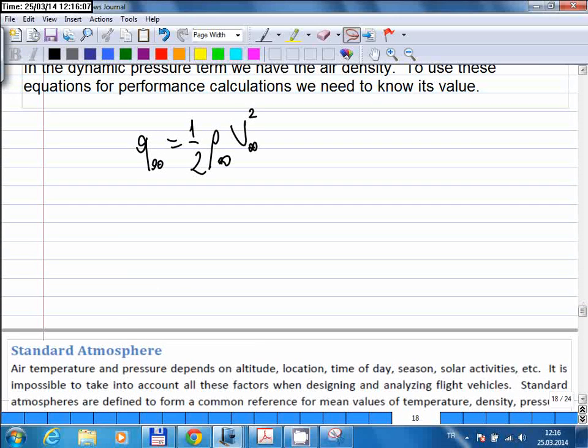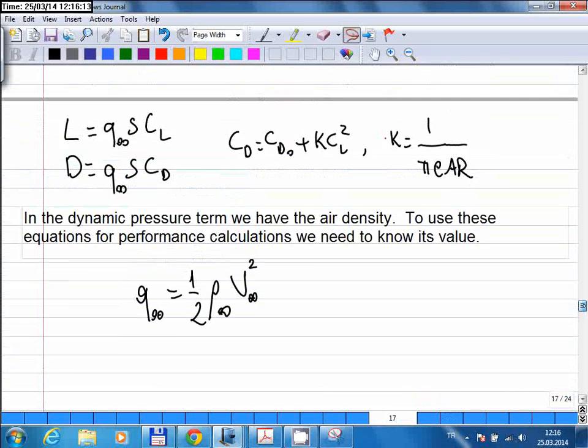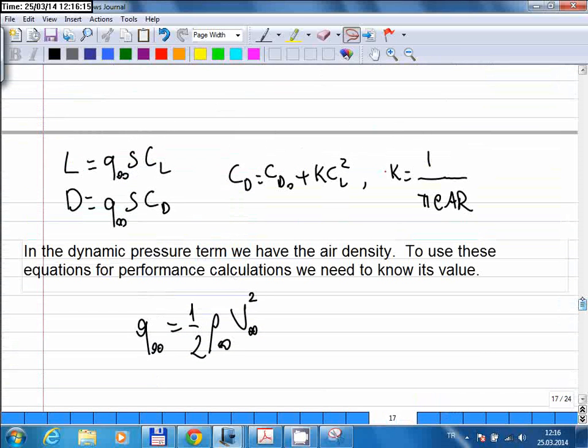But I don't want to start that today. I will be talking about the standard atmosphere on Friday. So if you don't have any further questions, I'm going to stop for today, and I will continue with the standard atmosphere on Friday.